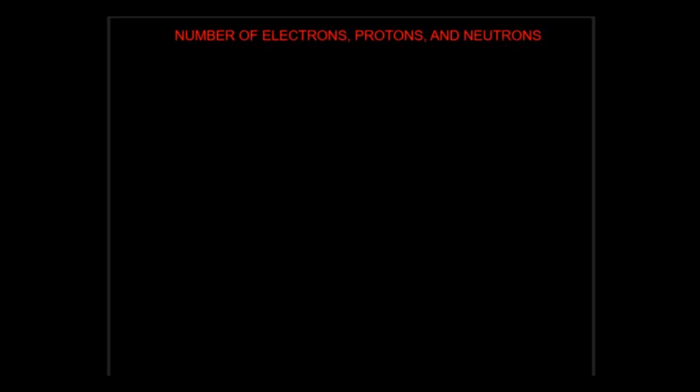Let's see how to find the number of electrons, protons, and neutrons in an atom. We will look at both neutral atoms and charged atoms.